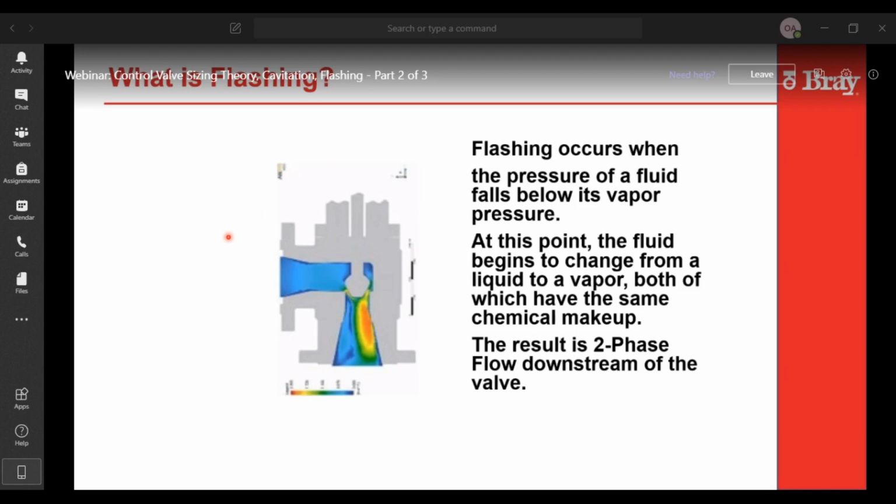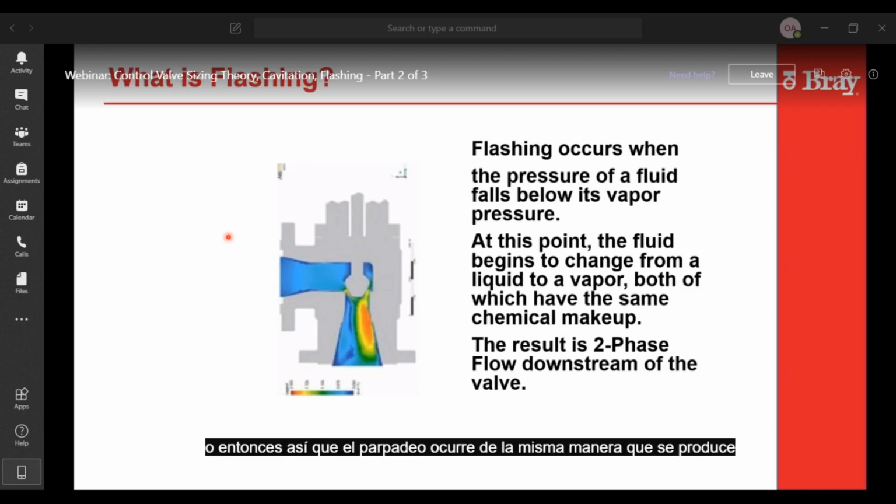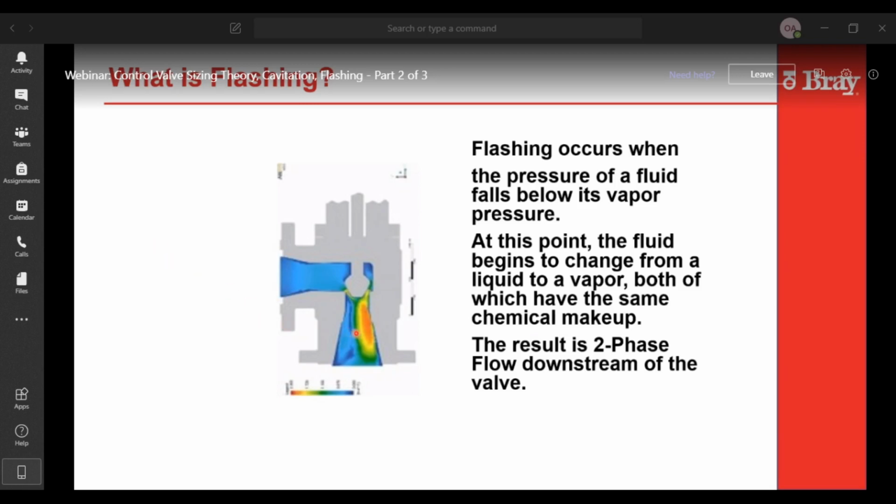So flashing, what's flashing then? Flashing occurs in the same way that cavitation occurs. You have a high velocity spike at the vena contracta, and the pressure at that point drops below the vapor pressure. The only difference is that the downstream pressure is below the vapor pressure. So the outlet of the valve is below the vapor pressure, and the bubbles don't have any recovery pressure to collapse. They just stay in the gas phase.